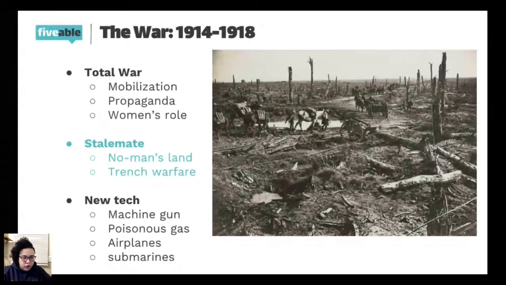So they have no man's land, which is like the middle part where you can't go because it's too dangerous. And a lot of new issues come up because of this, because you're stuck in the trenches for months at a time. And so all kinds of pretty gross medical issues. This was in no way a glorious war. It's a mess.